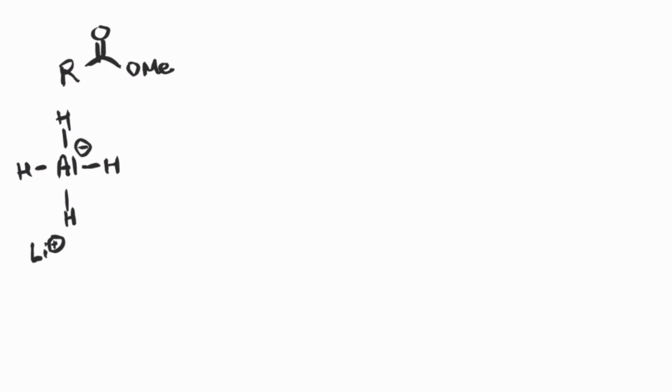And we also have our reducing source here, the lithium aluminum hydride. Again, you see the negative is on the aluminum, but really it's actually on the hydrogen. It's actually the hydride that's doing the nucleophilic attack. Just like in the sodium borohydride example we saw previously, it does a nucleophilic attack, breaking the carbonyl double bond.